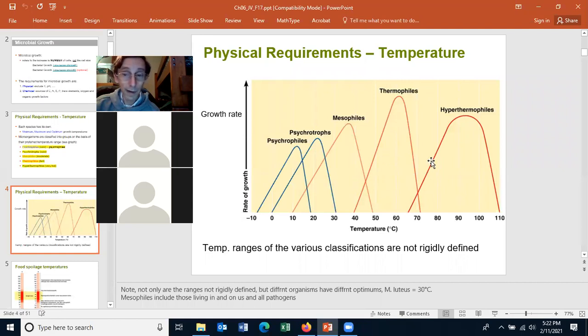The hyperthermophiles are organisms that grow at 95 degrees Celsius or around that temperature. Remember, 100 degrees Celsius is the temperature of boiling water. And surprisingly, we don't know any hyperthermophiles that cause illness in people.